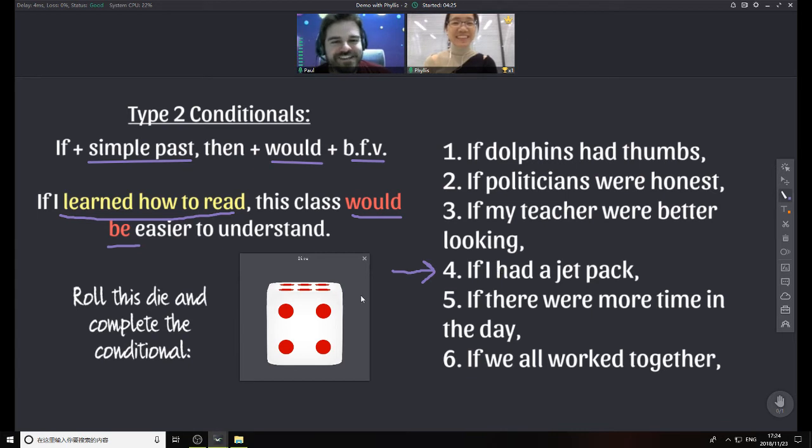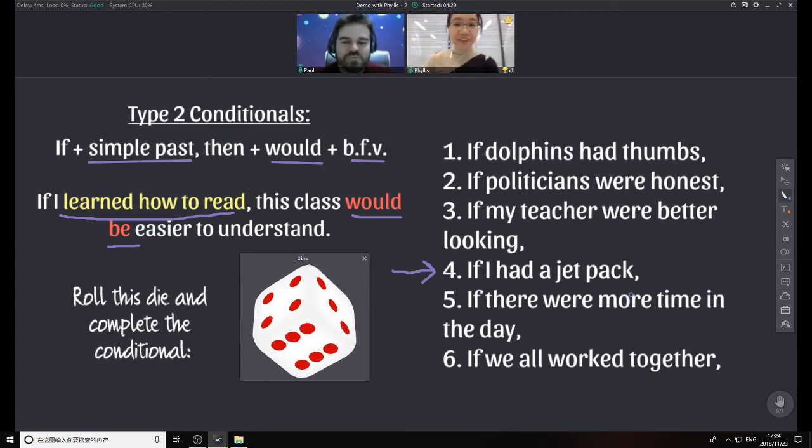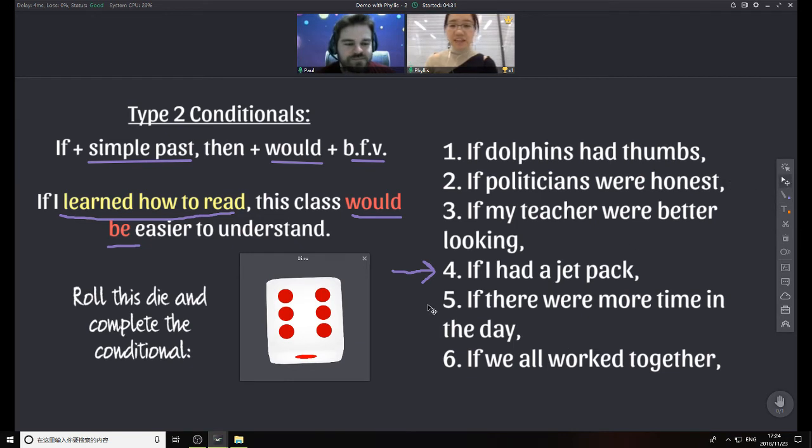So, Phyllis, can you roll the die? Oh, six. If we all worked together, it would be more efficient. Very good. So, would plus base form verb: would be more efficient.